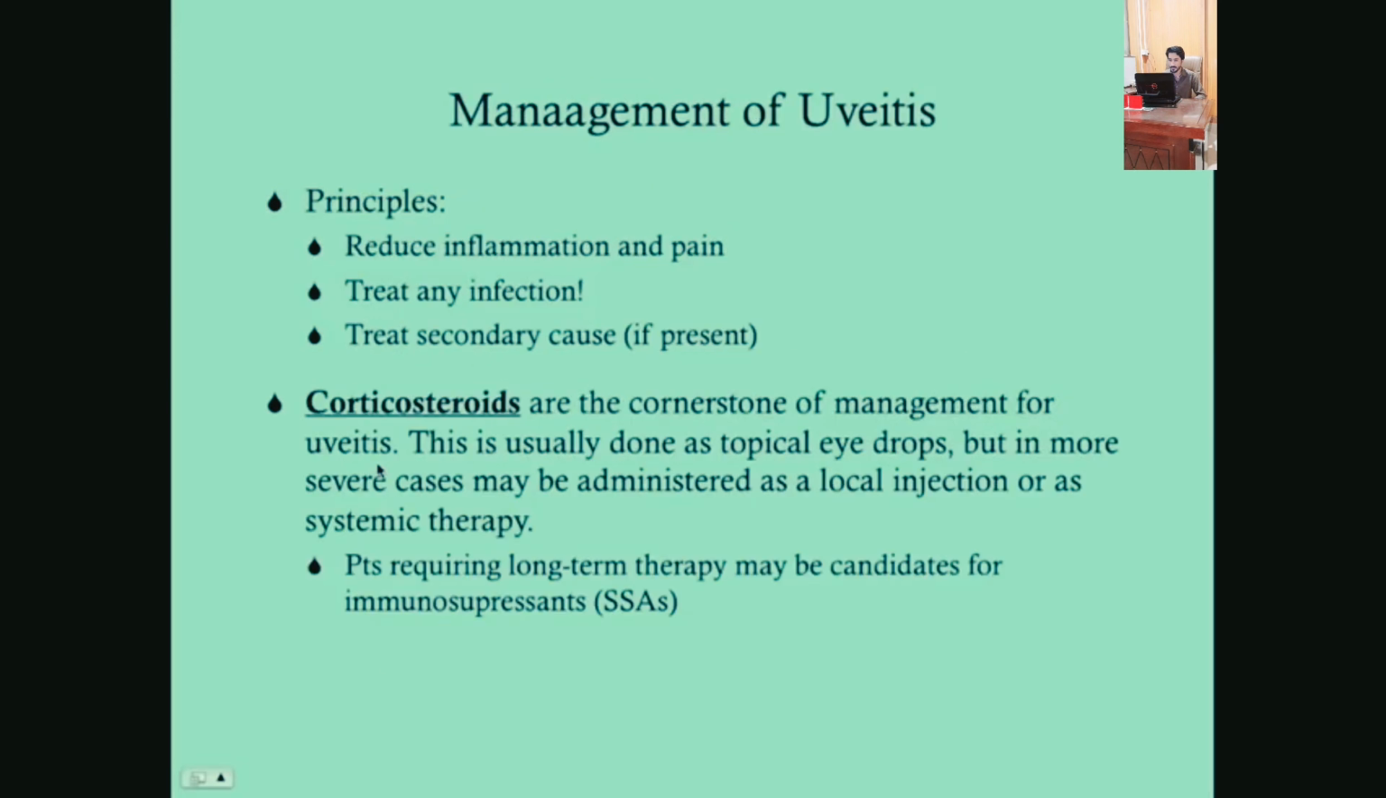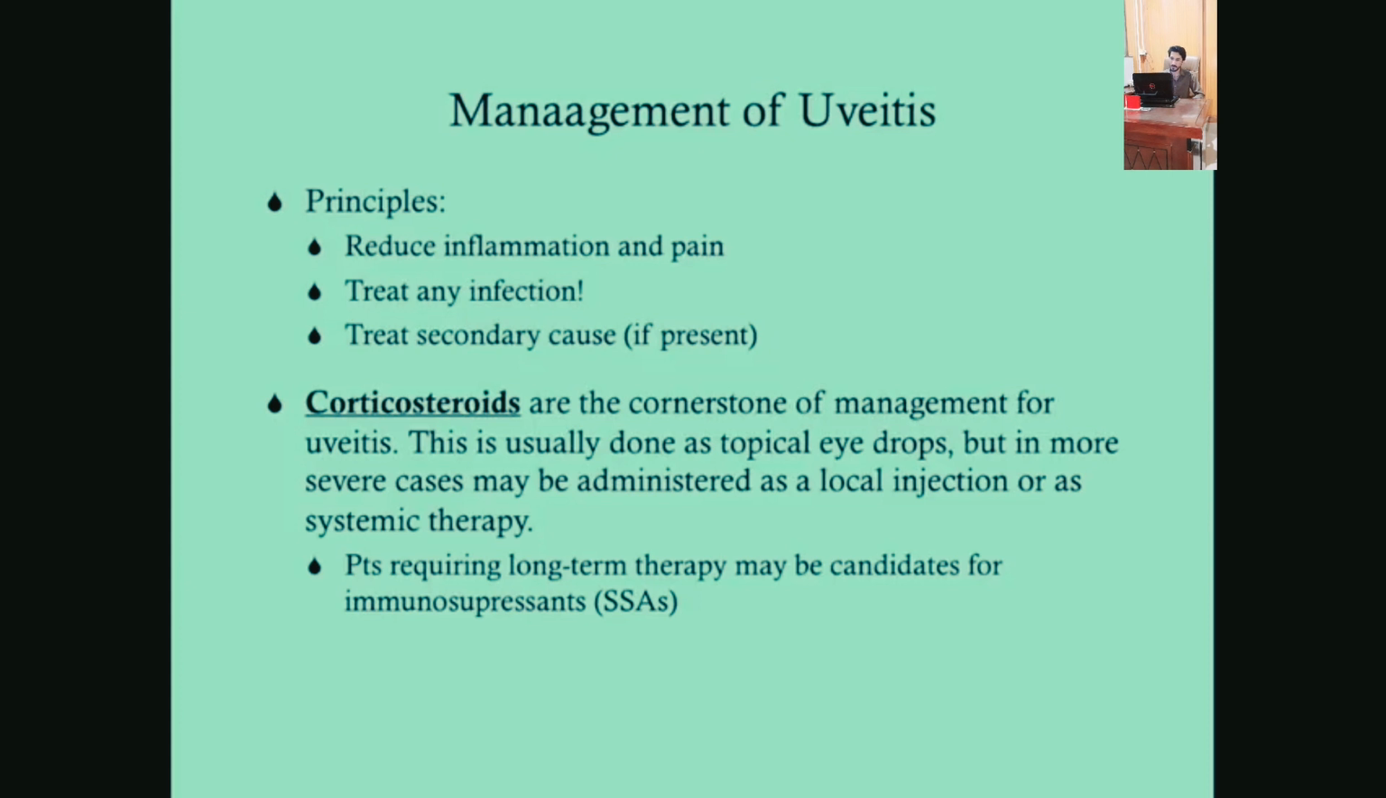All right. So how do we manage uveitis? How do we treat it? This is important. This is going to be primarily done by an ophthalmologist, but you should be aware of how it's treated. So there's 3 things that we do. Reduce inflammation and pain. That's going to reduce your risk of developing complications.